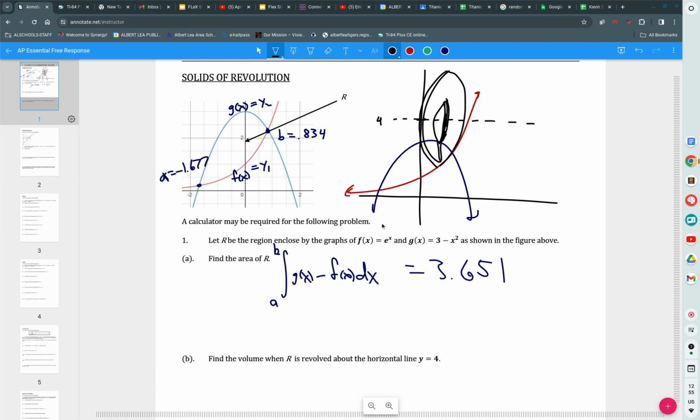Okay, instead of area, I'm finding what? Volume. And what shape will it make as you rotate it? Washer. It's going to make a washer. Did you come up with a washer when you were talking to your friend? Yeah. That's what you want to see.